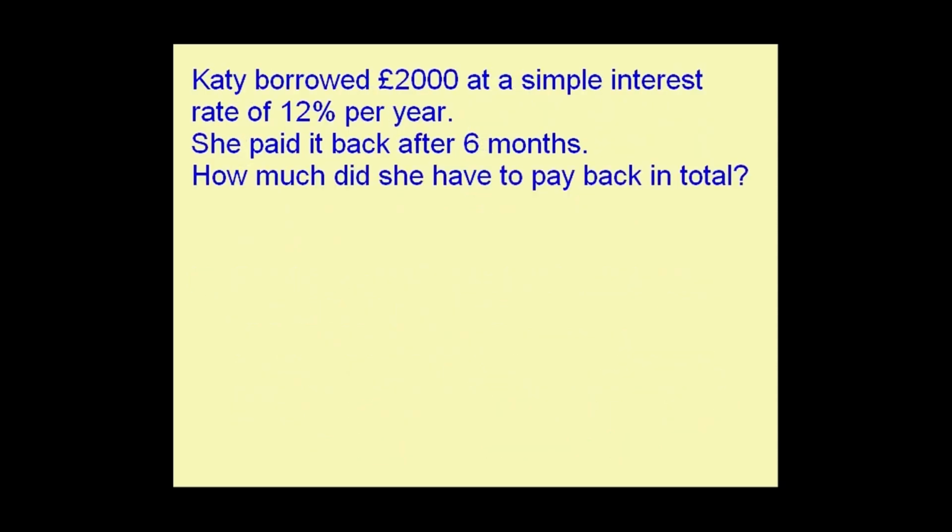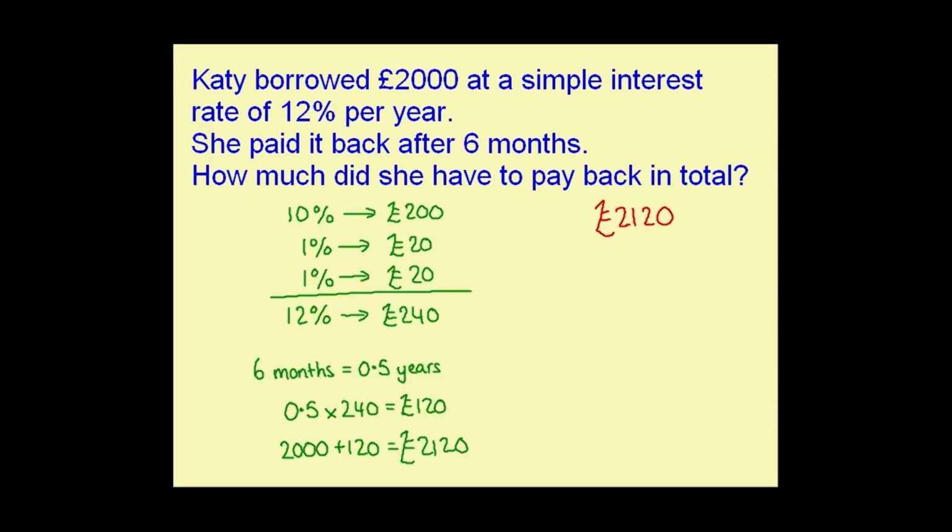Here's another question for you to try. Be careful with the number of years that Katie is borrowing the money for this time. Press pause and have a go. When you're ready, press play. Here's the answer. The key here was to realise that 6 months is half a year.